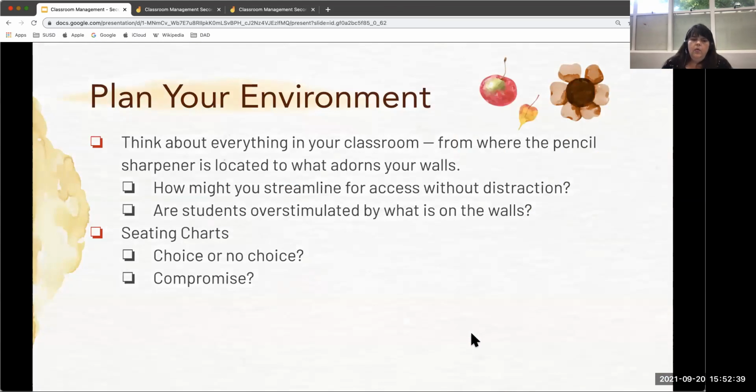So one of the first things was to plan your environment. Now, this is something I think is an integral part of being a new teacher. We spend a lot of time thinking about what our classroom setup is, but the decorations, what goes on the walls, where things go, sometimes that stuff isn't done with as much forethought as they are suggesting.